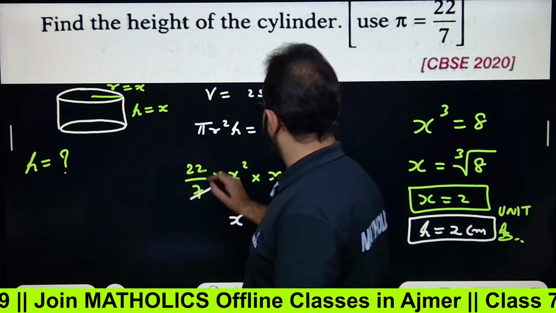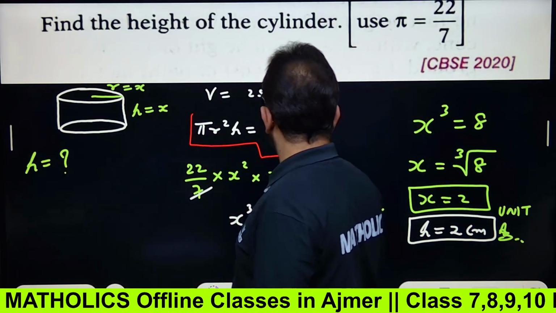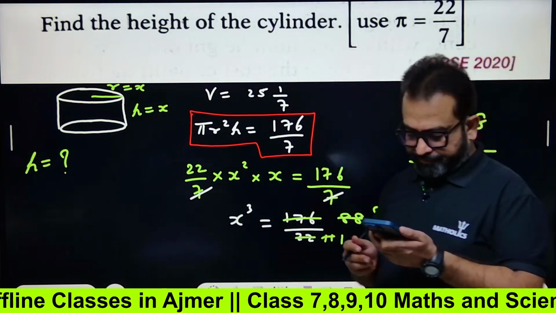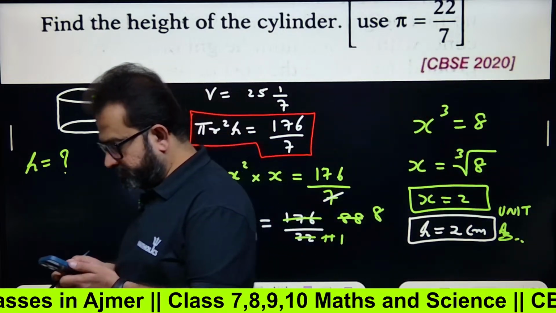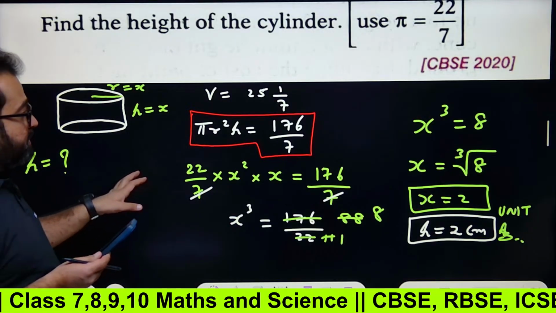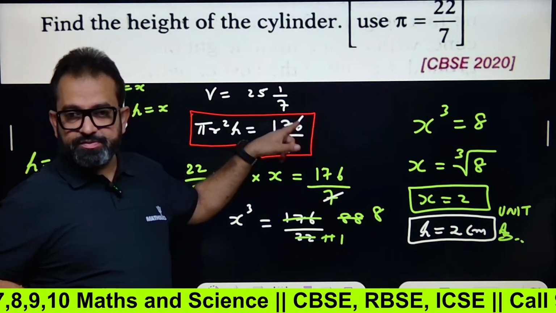Till this step, I think everything is clear. Till this step, I think everything is clear. Yes or no? Tell me fast. Yes? Sorted. So pi r square h equals 176 by 7.